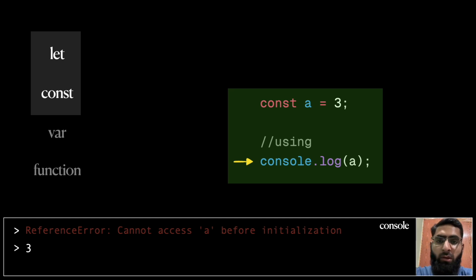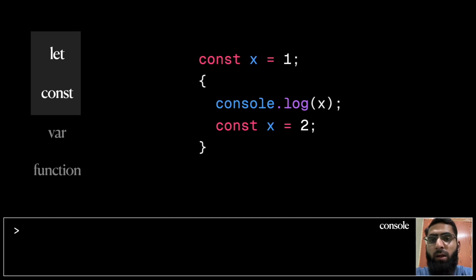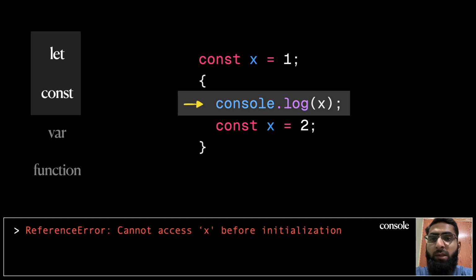Now to test your skills, tell me what will get logged down here. So let's see. It turns out we have neither 1 nor 2, but a reference error. This is because in the block, the console.log is run when x cannot be accessed, as the execution of its declaration is yet to happen in that scope. Remember, it's lexical hoisting we are talking about. And note that block code in JavaScript does create a nested scope.